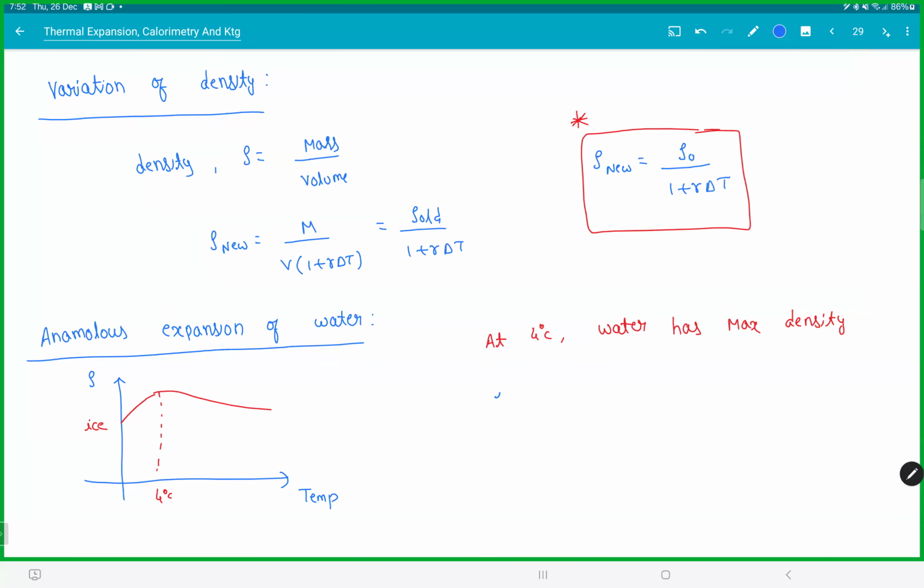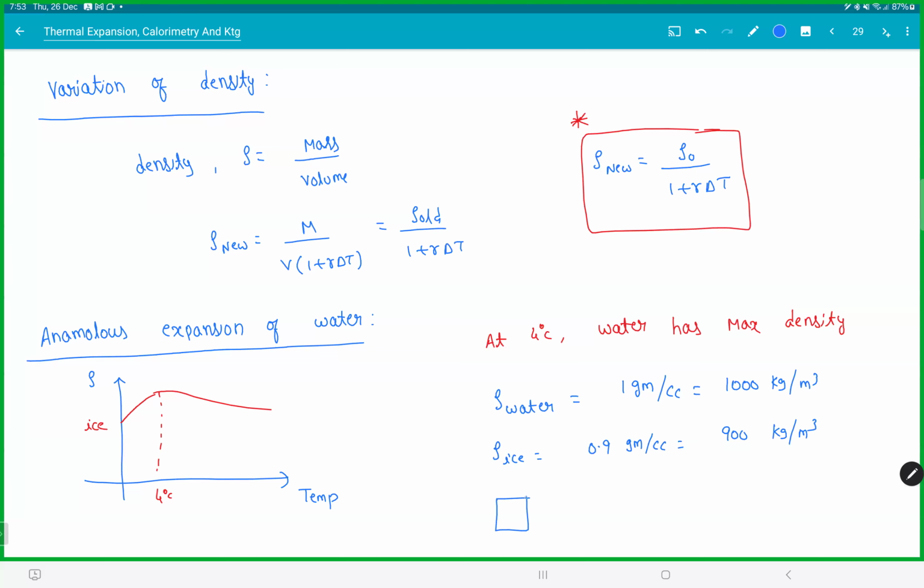So the density of water is 1 gram per cc or 1000 kg per meter cube. You should remember these values. It does change, but approximately we can equate it. But rho of ice is 0.9 gram per cc. There's a huge change. That's 900 kg per meter cube.